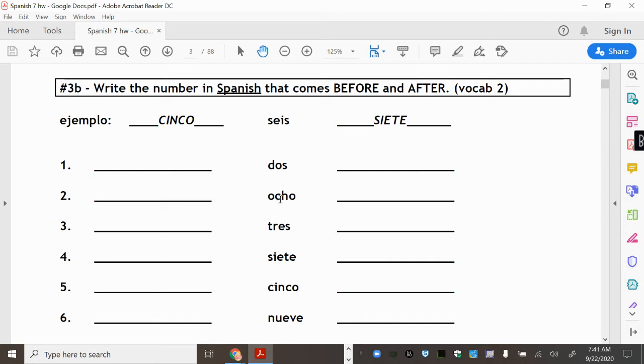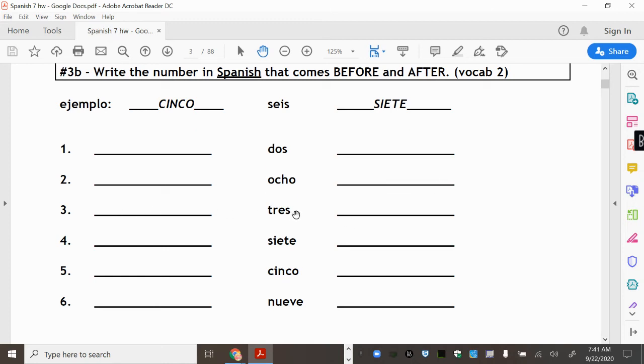Number 2 has nothing to do with number 1. Ocho means 8. So on this line, you're going to write the number that comes before 8 in Spanish. And on this one, you're going to write the number that comes after ocho, which is nueve. All right, I want to give you all the answers, but so you just go across every time, okay?